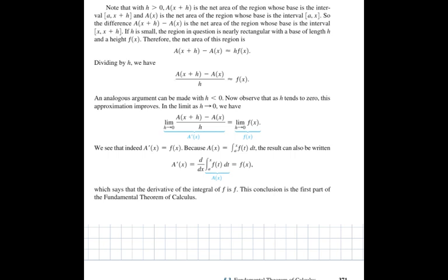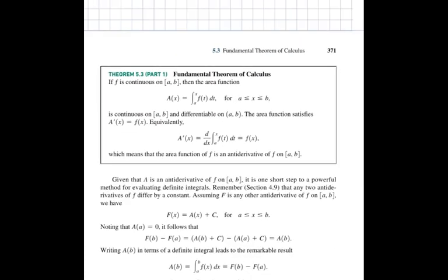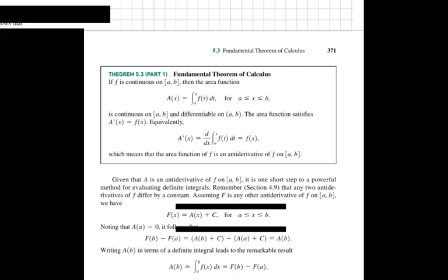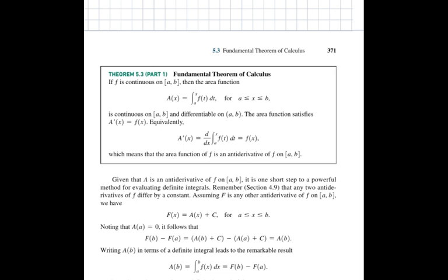Okay. All right. So we have this Fundamental Theorem of Calculus. If f is continuous on a closed interval [a, b], then the area function given by A of x equals the integral from a to x of f of t dt, where a is less than or equal to x, which is less than or equal to b, is continuous on the closed interval [a, b] and differentiable on the open interval (a, b). The area function satisfies A prime of x equals f of x. So the derivative of the integral is just f of x, which means that the area function of f is an antiderivative of f on the closed interval [a, b].